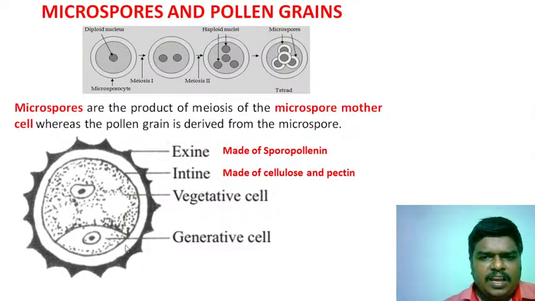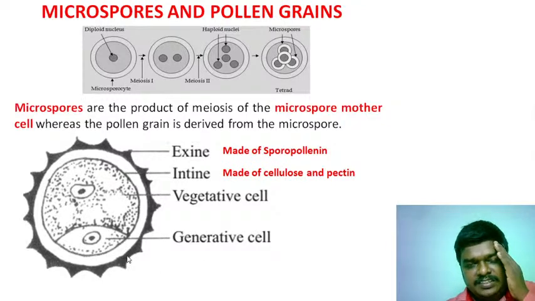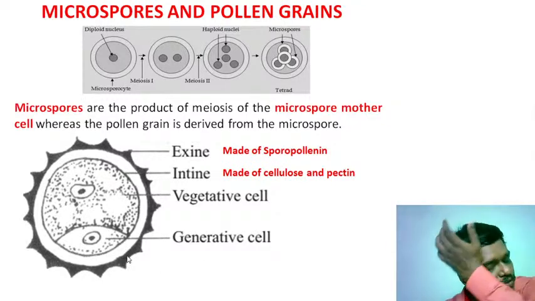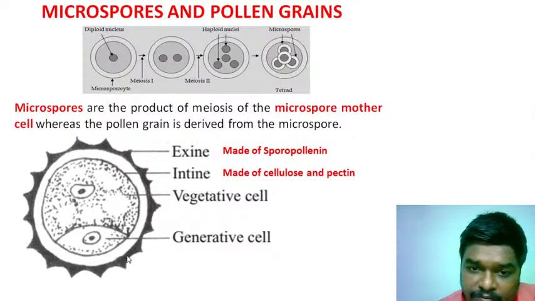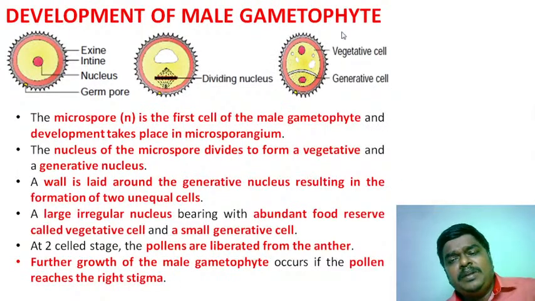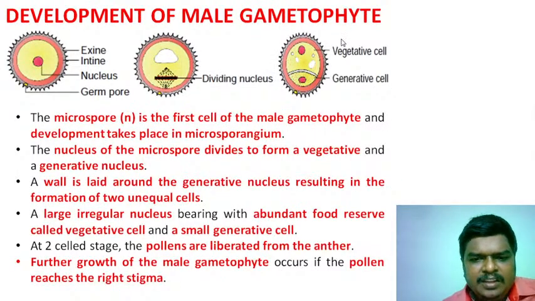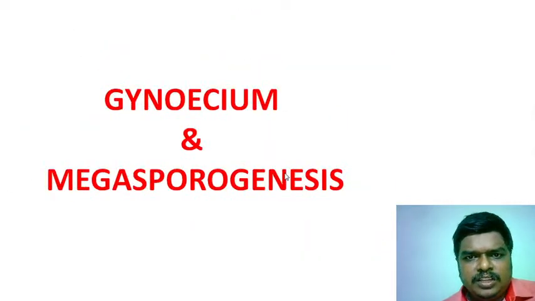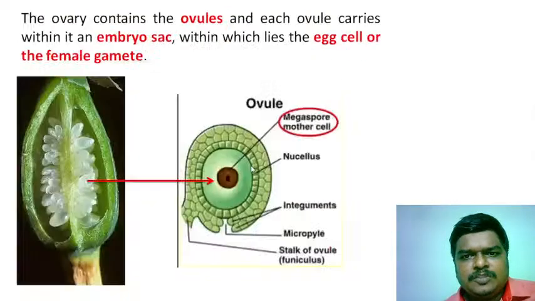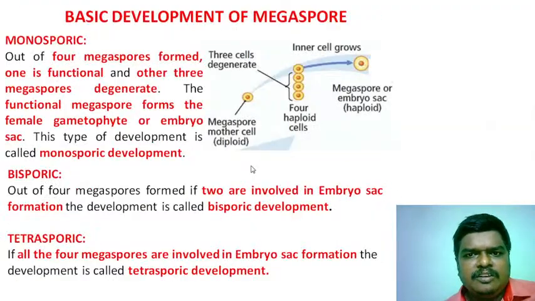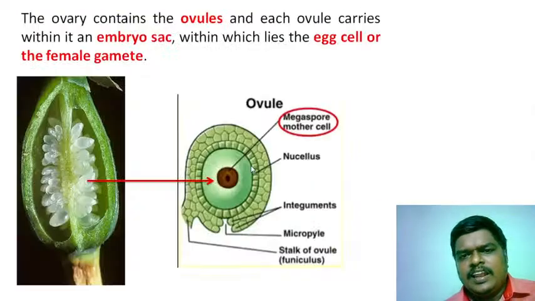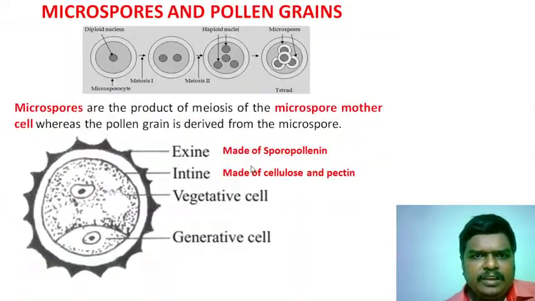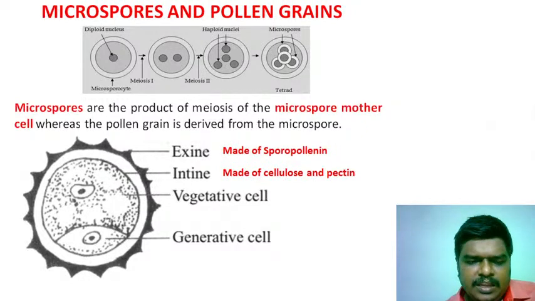Okay, children. So now just draw this diagram. I'll give you 5 minutes. Take a break for 5 minutes. Then come back, where I'm going to explain the development of the male gametophyte, how the male gametophytes are developed. And then I'm going to explain the gynoecium or megasporogenesis, how the megaspores are formed. I'll explain that after a short break. Now, just draw this diagram and take a break. I'll come back within 5 minutes.